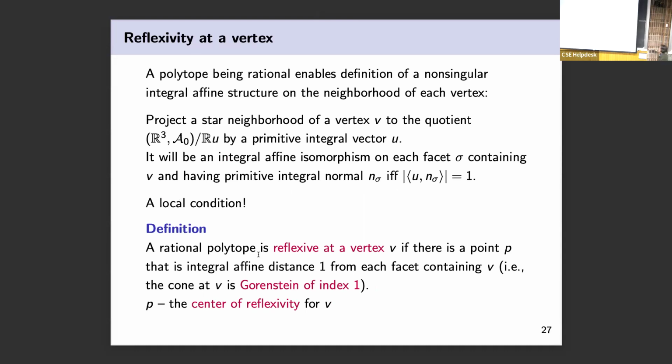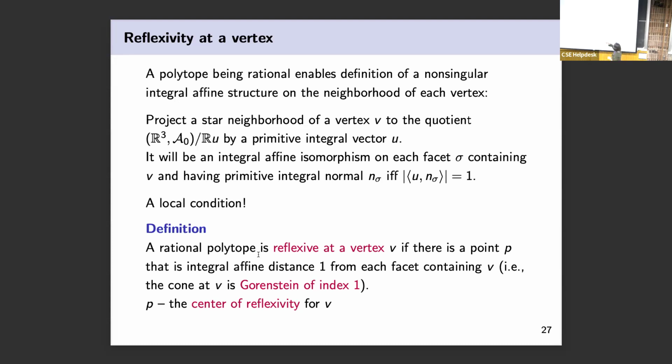Okay, so what I claim is that you can think about reflexivity locally. I mean, it's just about facets being unit distance away from some point, unit integral affine distance away. So if I have a vertex, then I have the center of reflexivity and the vertex, and I take the primitive vector between them, from the point to the vertex. So that's to a point that is common to all of those facets. And if I quotient out by this vector, let me see. I have that vector and I want a projection of all of my facets in a common way down to some plane, right? And that's going to just be a quotient.